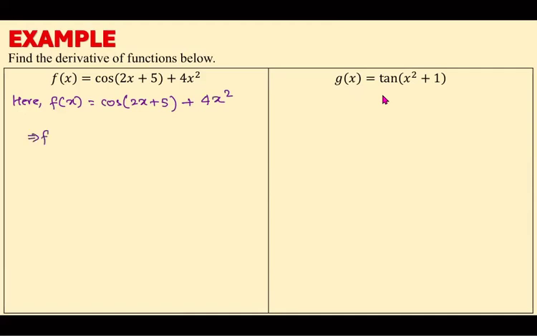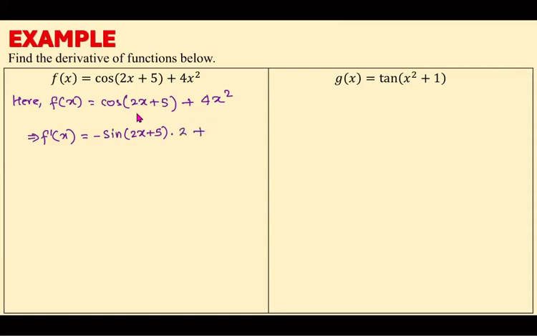So the derivative f prime x will be, to find the derivative of the first term here, that is a composite function. So what we do is we use the chain rule. Chain rule says we have to find the derivative of the outside part first. So the derivative of cosine will be negative sine, keeping the inside same. So that will be negative sine 2x plus 5. And you multiply that by the derivative of inside function. So in this case, the derivative of 2x plus 5 is a 2.